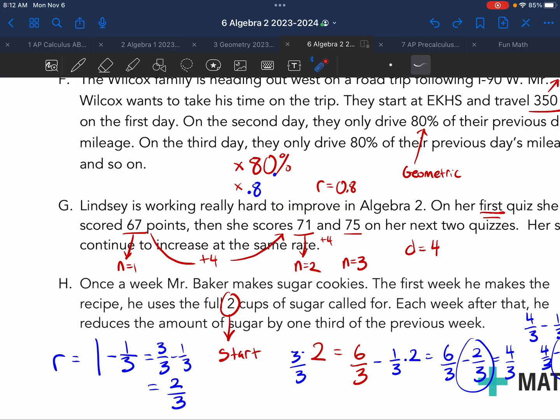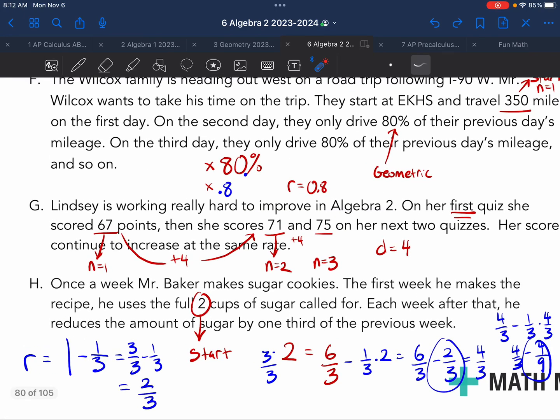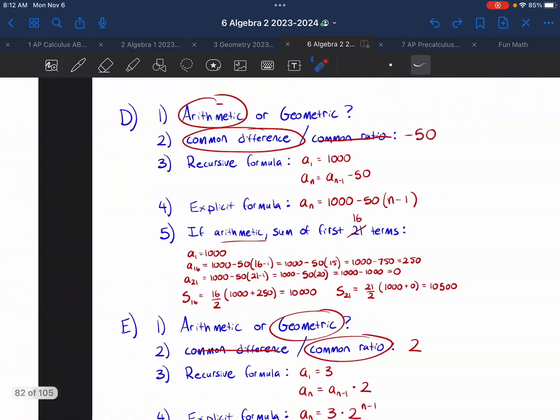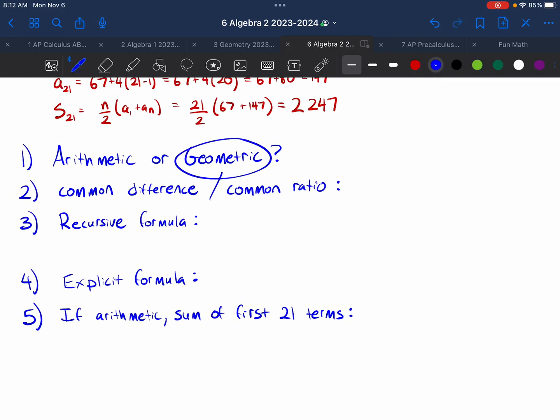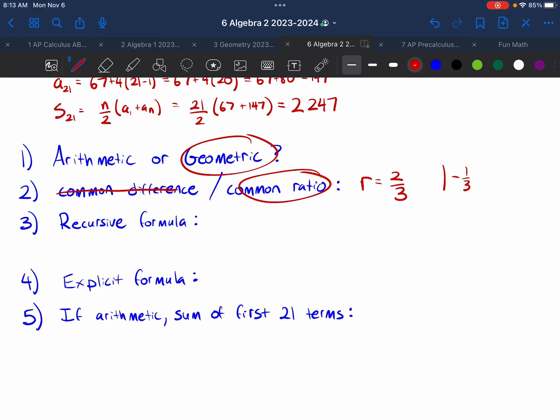All right, so let's summarize everything here so I know what to write down. First of all, we start at 2. It's a geometric series, and the common ratio is 2/3. All right, done all the work. Just need to write it all down. Here we go. All right, you are geometric. Why? Because we're multiplying by 2/3 each time. We do not have a common difference, but we do have a common ratio. And the common ratio here is R equal to 2/3. And again, the way that we got that, we got 1 minus 1/3, which is equal to 3/3 minus 1/3, which is equal to 2/3.